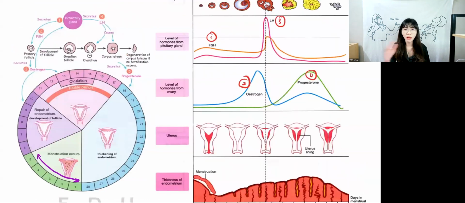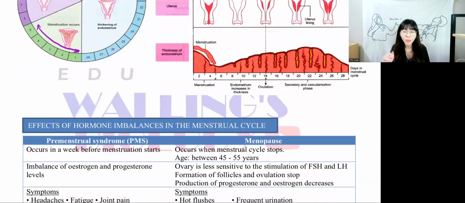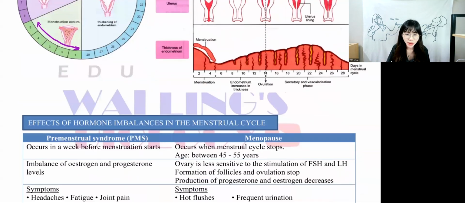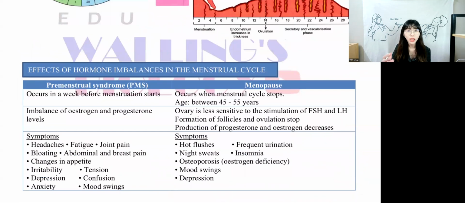Okay, now, when we talk about the menstrual cycle, some questions always ask about the symptoms of hormonal imbalance. We have two different hormonal imbalances: PMS and menopause. Both are related to women, because only women will have a menstrual cycle. Boys will not get a menstrual cycle, guys.